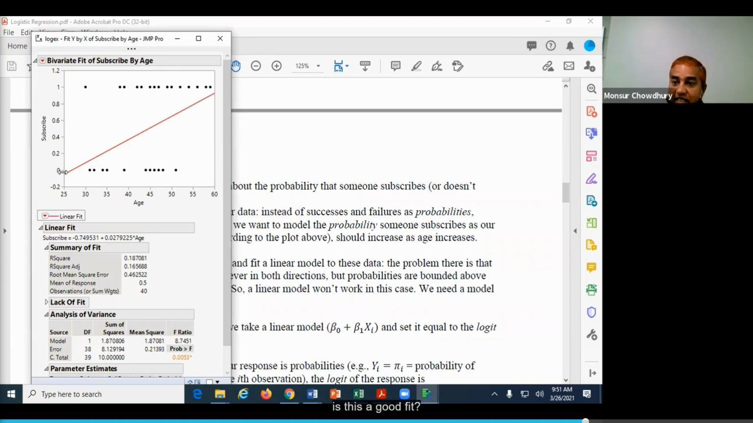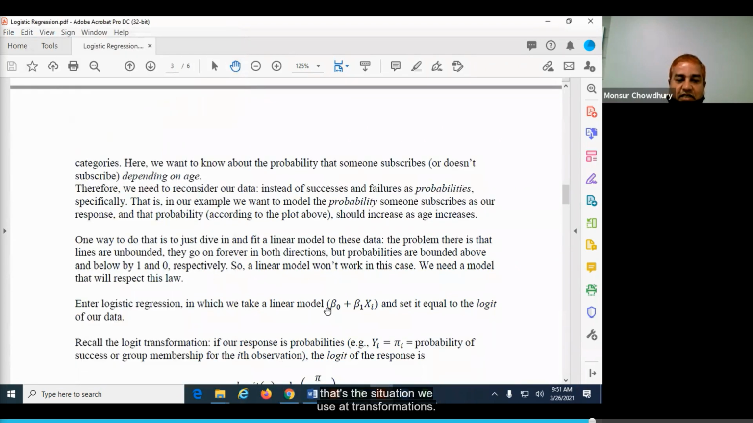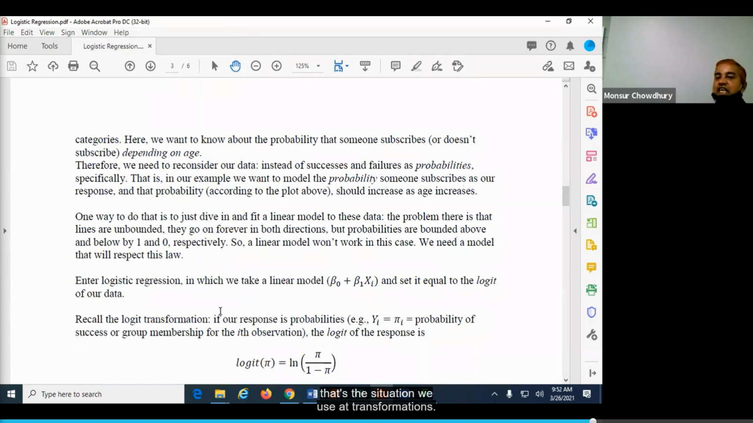So is this a good fit? We know that probabilities cannot go below 0 or above 1, but if we fit the linear model here, it goes beyond zero. So how can we overcome this situation? We cannot fit the linear models that we usually do in earlier cases. So that's the situation where we use a transformation, and this transformation is called the logit transformation.